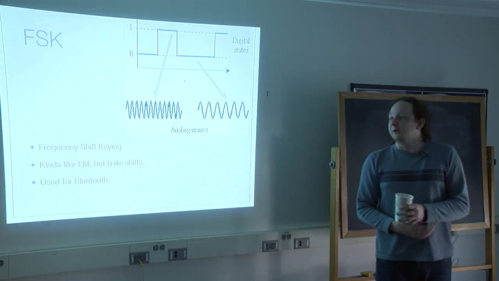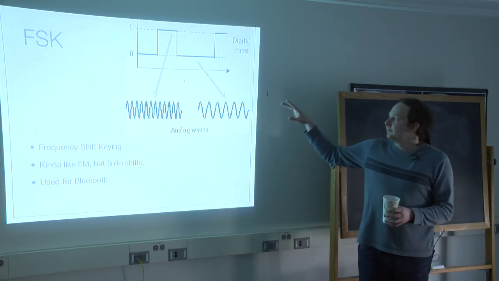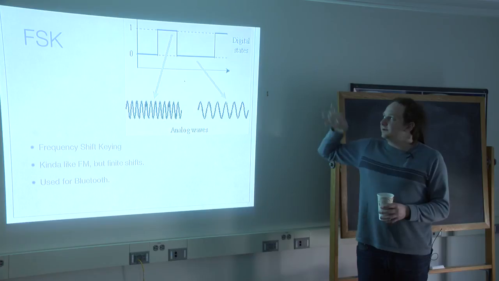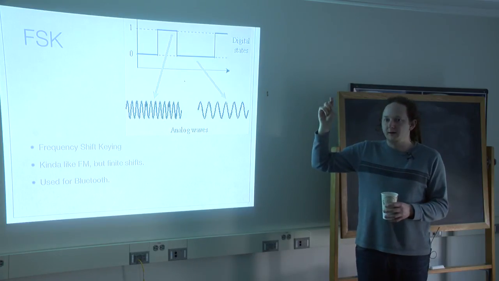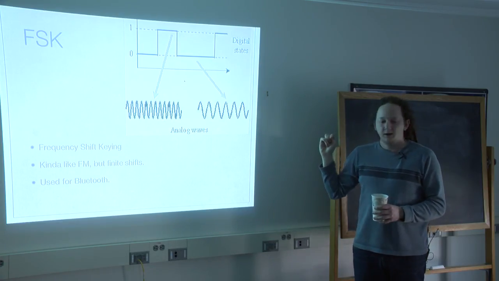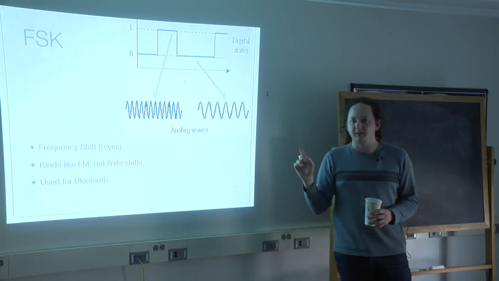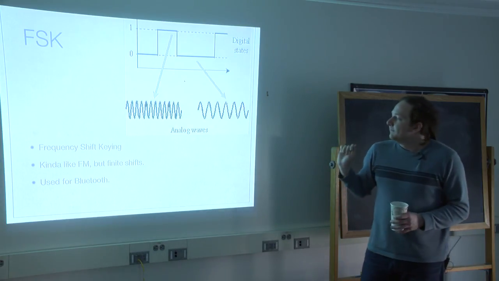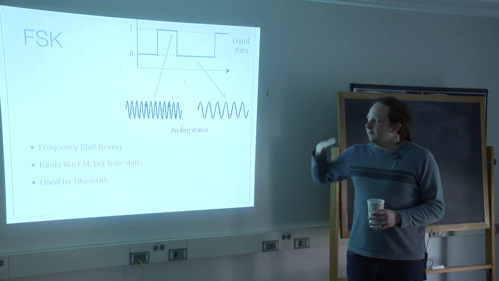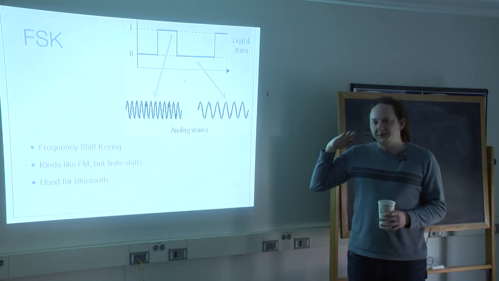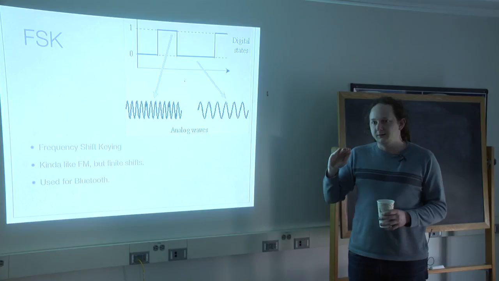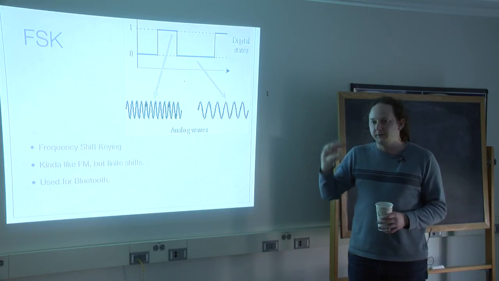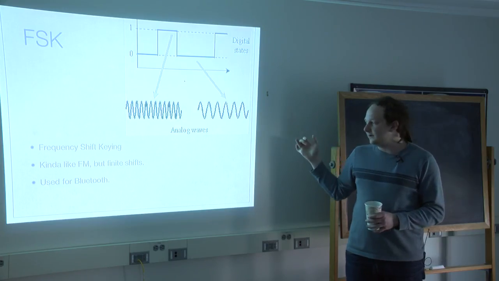Now for frequency shift keying, the frequency itself rises for a 1 and is lower for a 0. This variant is called 2FSK because there are two frequencies that you're shifting between. And it's kind of like FM, except that these shifts are finite and they're quick. So it'll jump back and forth for the individual bits, and it's digital data, not audio.